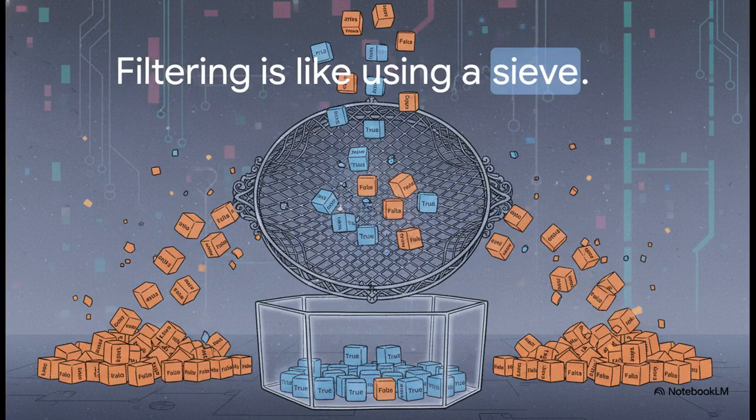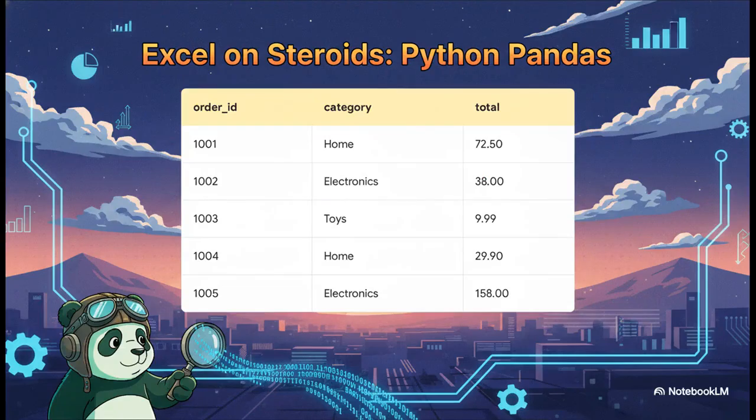Filtering is where the magic really begins, and the concept is simple. Just imagine you're using a sieve. You create a rule, a condition, that can only be answered true or false for each row. Then, Pandas uses that list of trues and falses as a sieve to show you only the rows that came up as true. So, let's make this real.